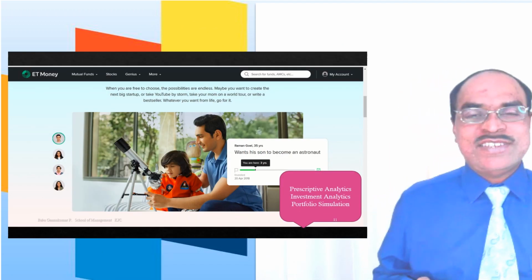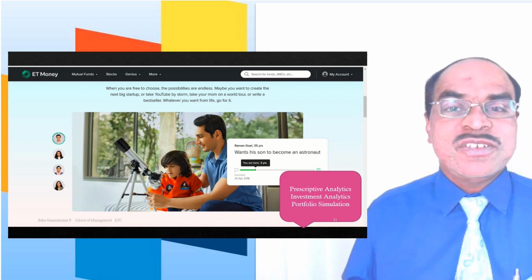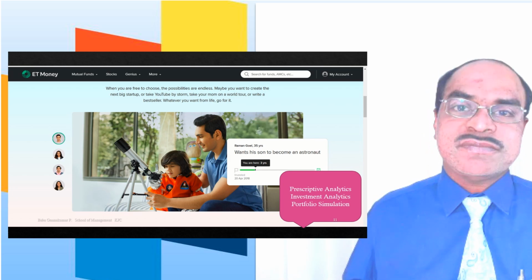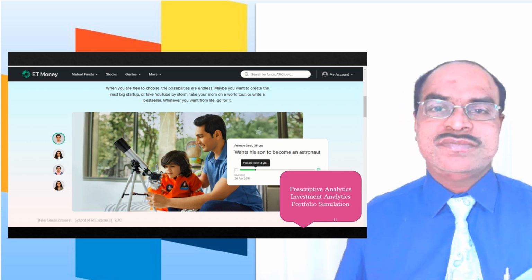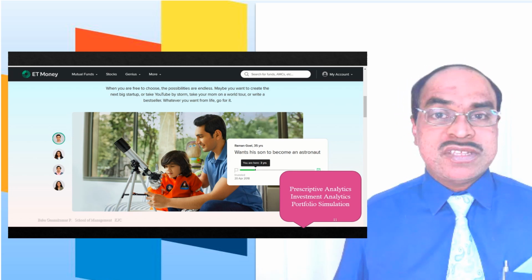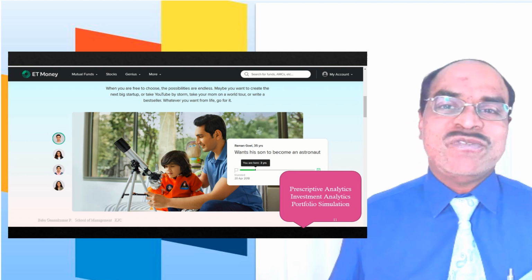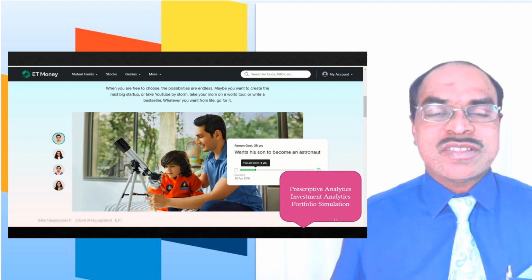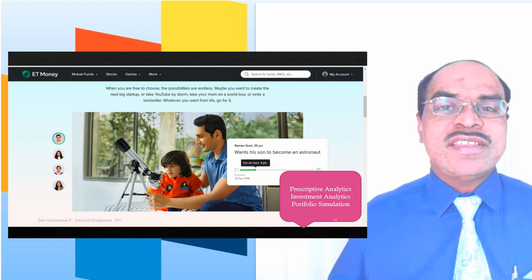Coming to ET Money, that is from the Economic Times. They are also very famous in investment analytics, that is the prescriptive analytics. But here, they are very good in portfolio, and they are using a number of methods for simulating the portfolio returns, even value at risk. Very good example. Then how we can identify the beta value, based upon that where we can invest. They are very good in that.